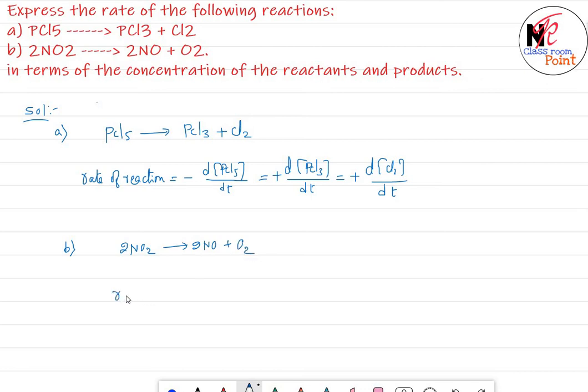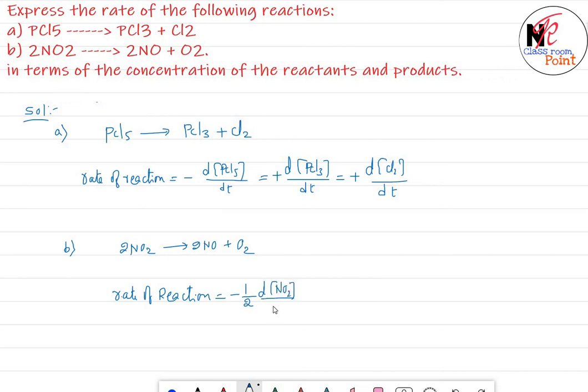So now for this rate of reaction is equal to minus. Here the stoichiometric coefficients, or number of moles given, become 1 divided by the stoichiometric coefficients. This was discussed in the theory concept, why it is happening. You can check in the other videos.